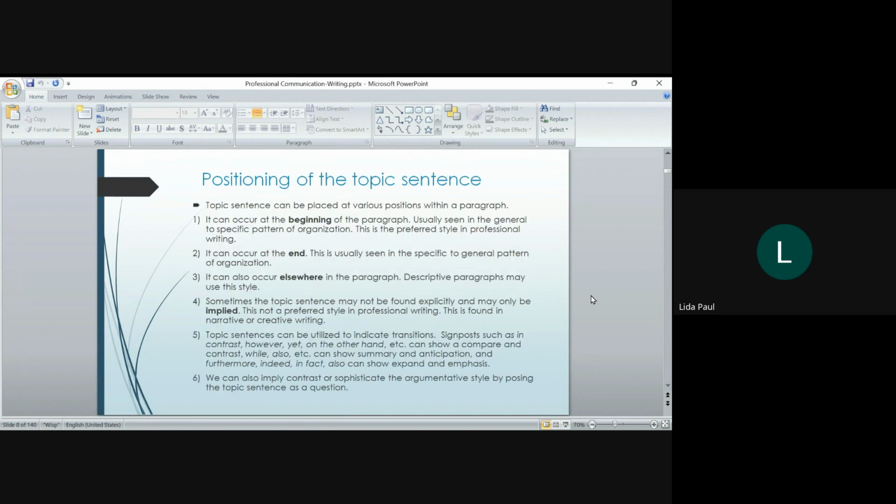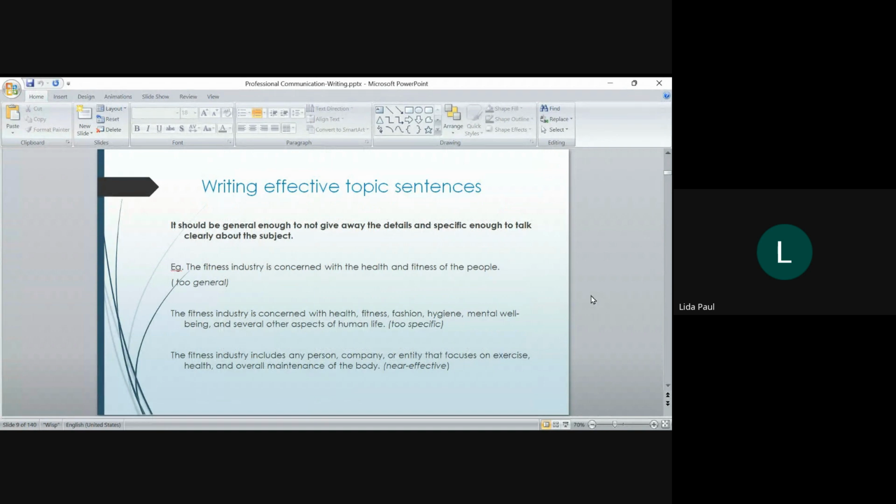Positioning of the topic sentence: we said that it has to happen at the beginning of the paragraph in the case of professional writing. And then the last part here was about writing an effective topic sentence. What can be considered an effective topic sentence? A sentence that is not too general or too specific, right? Look at the first thing written there. It should be general enough to not give away the details and specific enough to talk clearly about the subject, right? This is how you can check or verify whether you have written an effective topic sentence or not.